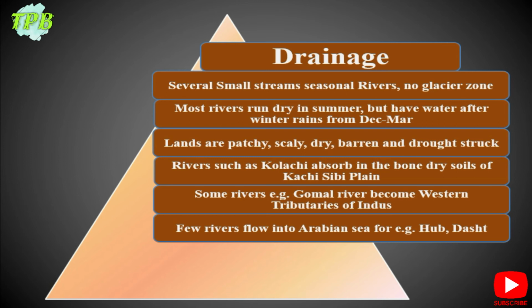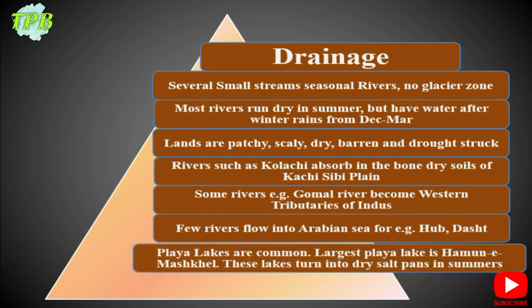Apart from rivers, there are playa lakes which are commonly found here. These are locally known as Hamoons. The largest playa lake is Hamoon-e Mashkhel. You don't have to label Hamoon-e Mashkhel on a map, however, naming it is enough for you. These lakes turn into dry salt pans in summertime.